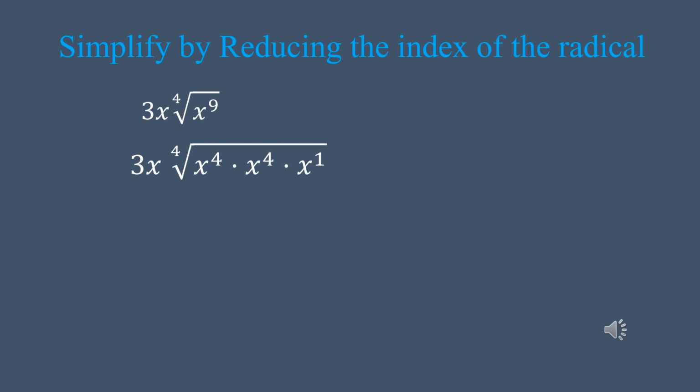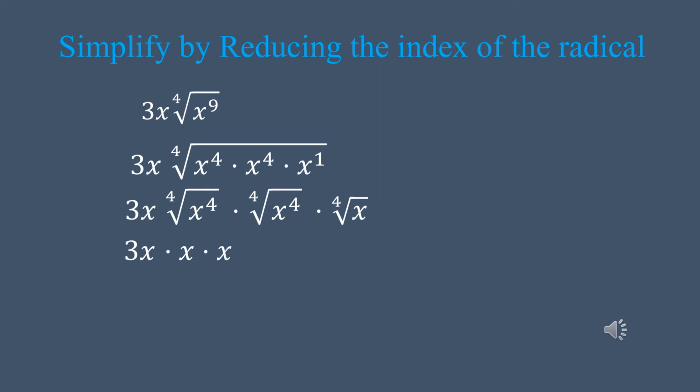You can also write 3x fourth root of x raised to 4, multiplied by fourth root of x raised to 4, and multiplied by fourth root of x. So we have 3x multiplied by x, then multiplied by x, and multiplied by fourth root of x. Therefore, the simplified form of 3x fourth root of x raised to 9 is 3x cubed fourth root of x.